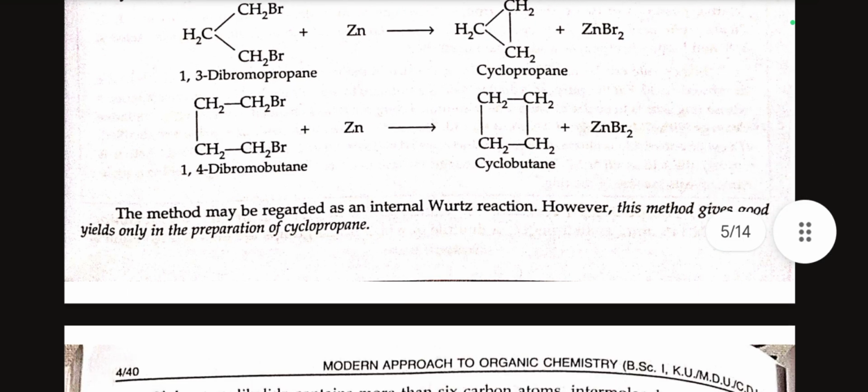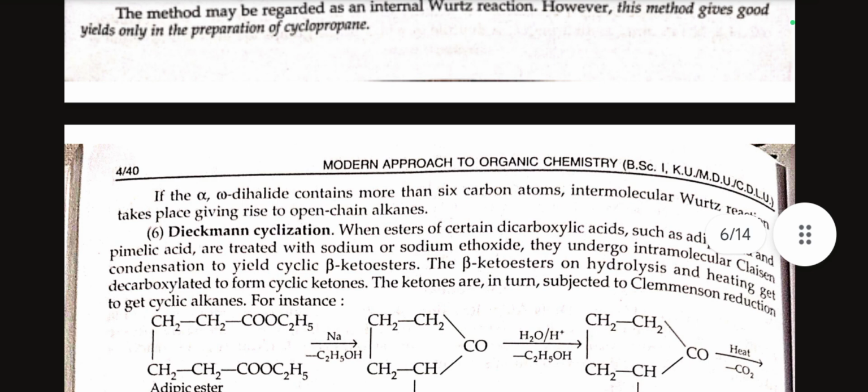The method may be regarded as an internal Wurtz reaction. However, this method gives good yield only in the preparation of cyclopropane. If the alpha and omega dihalide contains more than 6 carbon atoms, intermolecular Wurtz reaction takes place, giving rise to open chain alkanes. Now, Dieckmann cyclization.